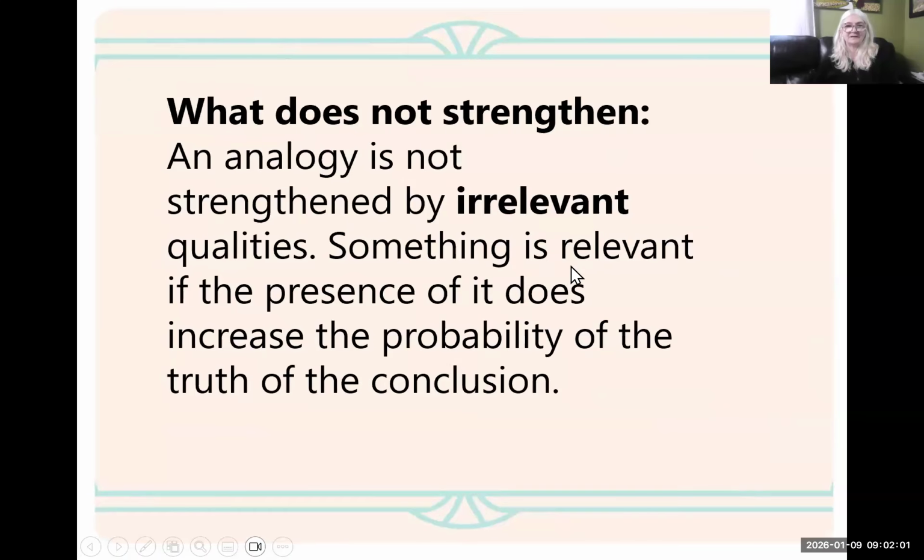What doesn't strengthen? Okay, so first and foremost, irrelevant qualities. Often these get smuggled in because they're aesthetically appealing. For example, they mention how things look alike when that's not relevant. But we want to be aware and be on the lookout for something irrelevant. Something is relevant if the presence of it does increase the probability of the truth of the conclusion.